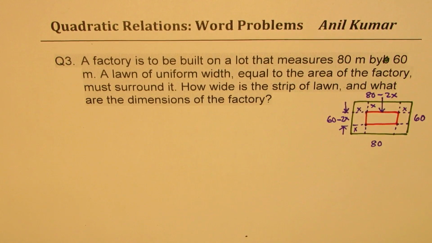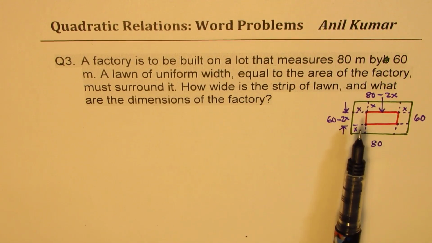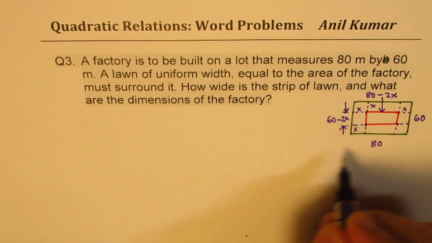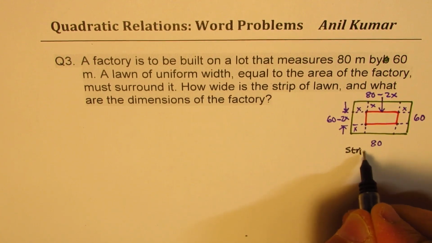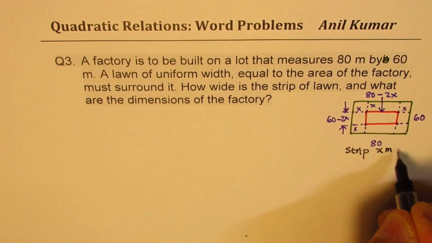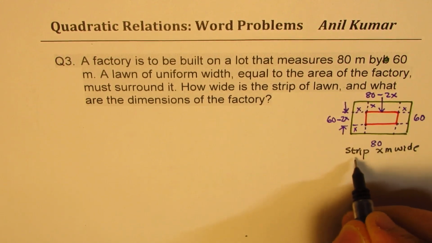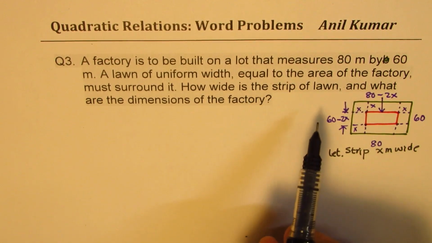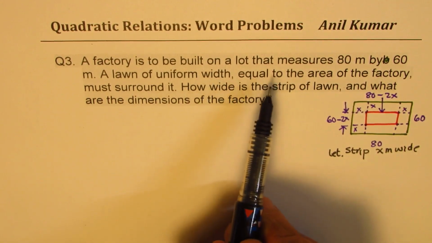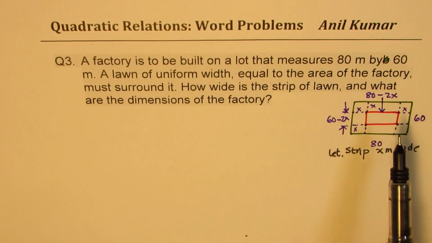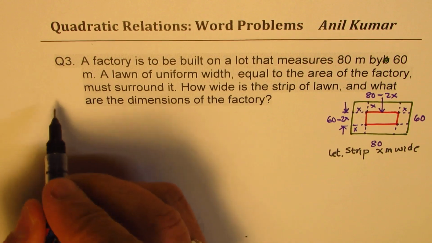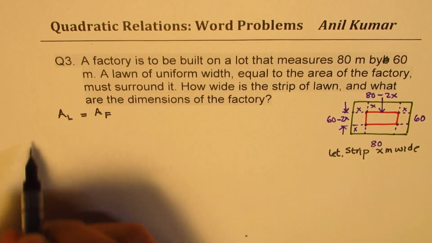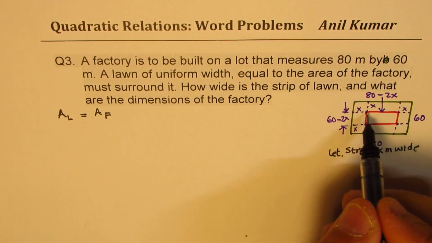Perfect. Now let's get the equation. So what we are writing here is how wide is this strip? So we're saying let this strip be x meters wide. Does it make sense? So that is how we have defined our variable. Now we are given the condition, that a lawn of uniform width is equal to the area of the factory. So what is the area of the lawn? The area of the lawn has to be equal to the area of the factory, correct? Now the area of the lawn is the big area minus the factory area, correct?